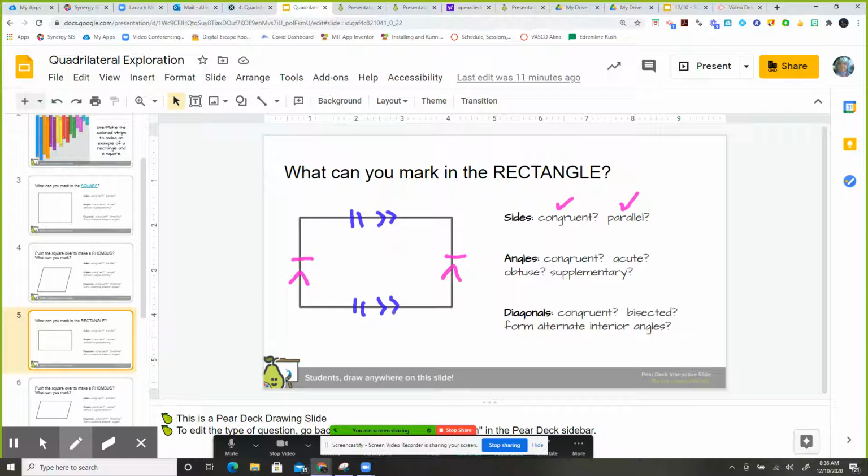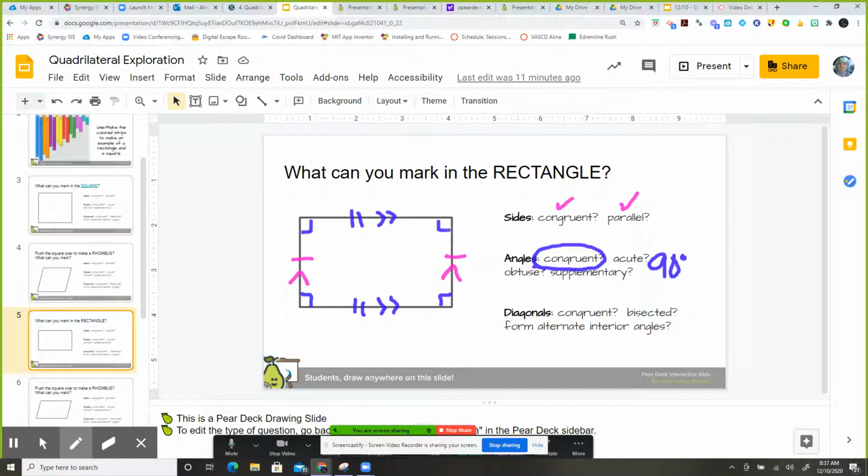What else do I know about a rectangle? How do I lock that in to make it a rectangle? Not a parallelogram. The angles are congruent too. The angles are all congruent. If they're all congruent, they all have to be exactly 90 degrees. So we can put in our little 90-degree angles. And in order to lock that in, we've got to make sure that our diagonals are exactly the same.